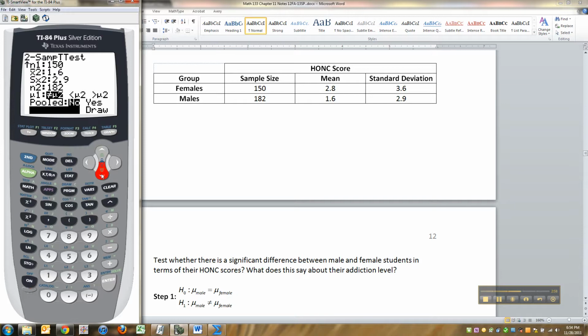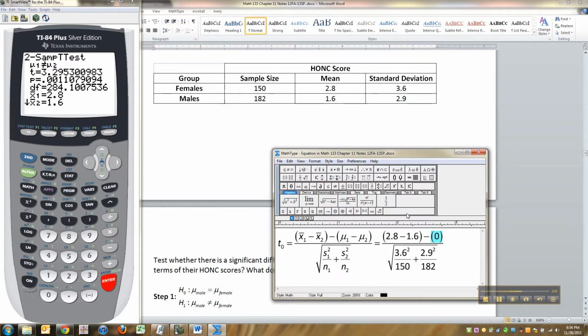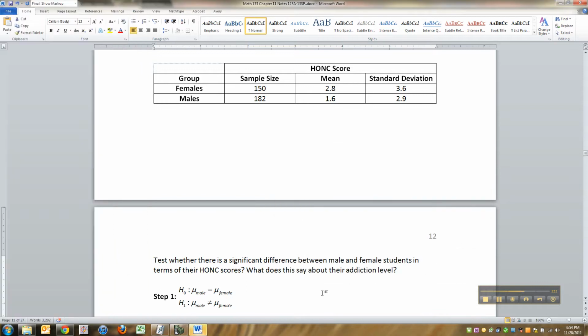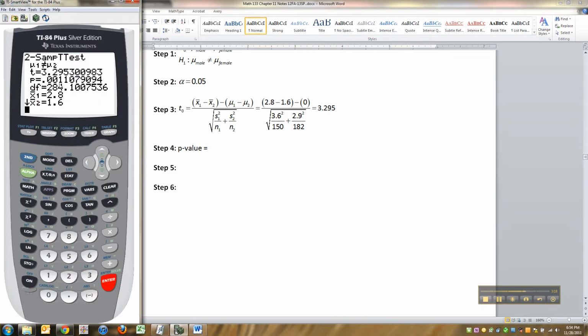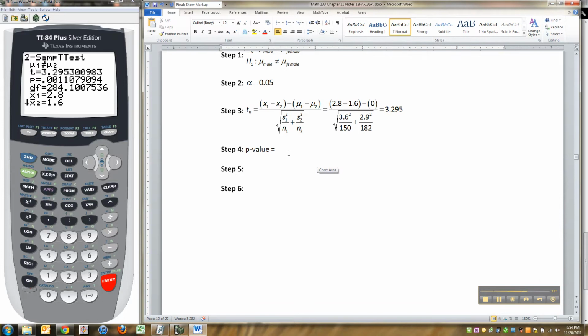So I'm going to go down to calculate, and I press enter. And I can see my test statistic right there is 3.295. So that big honkin' square root thing is 3.295, and I didn't have to find it myself, which sounds like a grand plan. Then I can also see the p-value. The p-value is right here. It's 0.0011. So let me type that up. 0.0011. And then while I'm on the subject, I would definitely reject the null hypothesis.